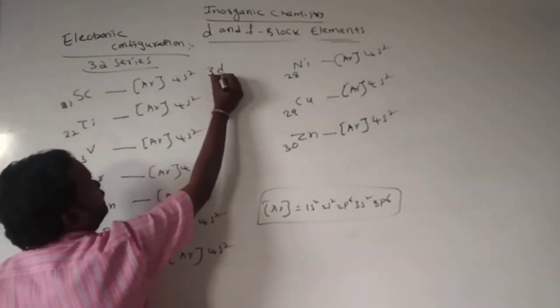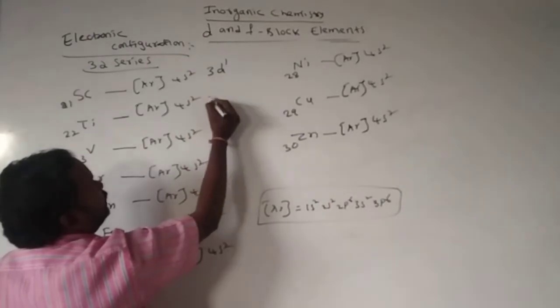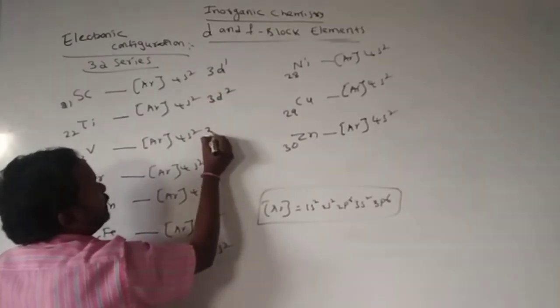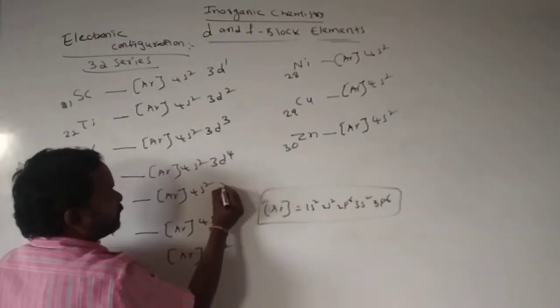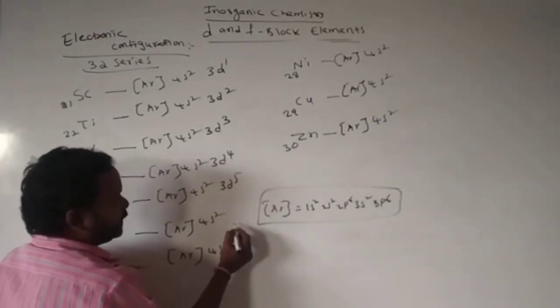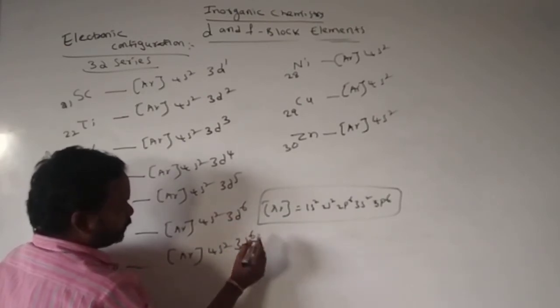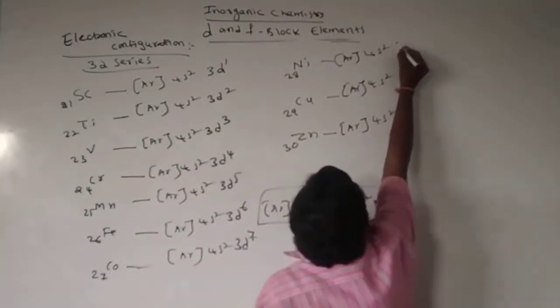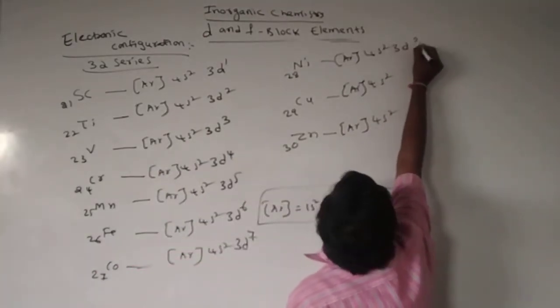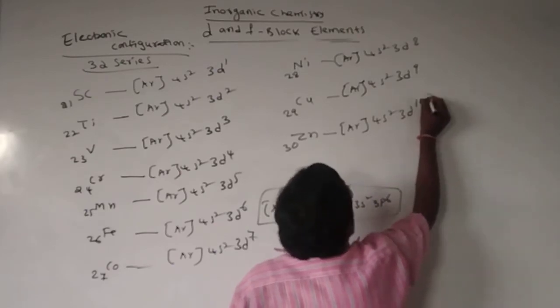That means 3d1: argon 4s2 3d1, argon 4s2 3d2, argon 4s2 3d3, argon 4s2 3d4, argon 4s2 3d5, argon 4s2 3d6, argon 4s2 3d7, argon 4s2 3d8, argon 4s2 3d9, argon 4s2 3d10.